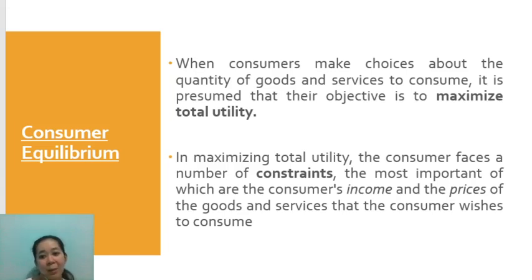So in maximizing total utility, the consumer faces a number of constraints, however. These are the factors that hinder the consumer from attaining the consumer equilibrium status. The most important of which is, of course, the income. Again, as we have mentioned earlier, income also plays an important role in the level of demand for the consumers. So the higher the income, the higher their demand will be; the lower their income, the lower their quantity demanded will be.